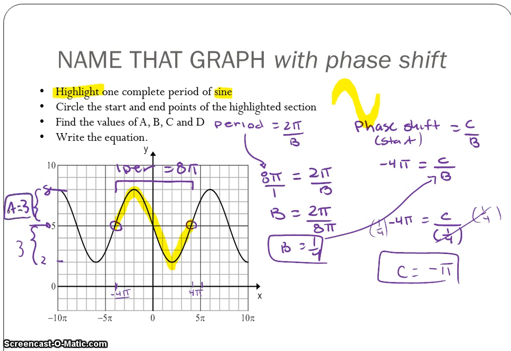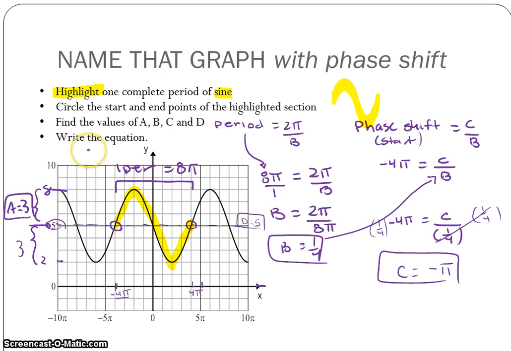And finally, I need to find D. And D is the value of the vertical shift. Notice your x-axis is down here. The midline is where it's revolving around. And it's revolving around 5. So my D is 5. Okay, so I found my values for A, B, C, and D.